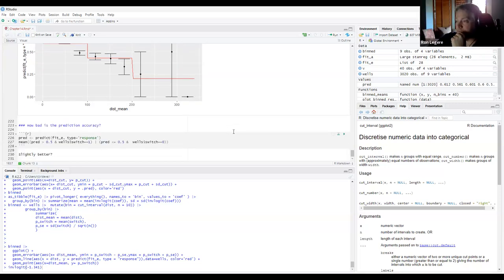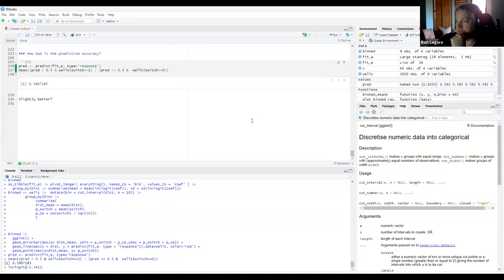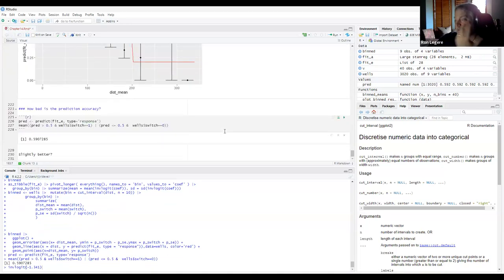So let's see. What's the prediction accuracy? 59%. Okay, slightly better than before. Still, 58% of the people switched. So just guessing that they all switched gives you about the same prediction accuracy. Sounds like we need other predictors in that model. It sounds like distance in and of itself is probably not enough.